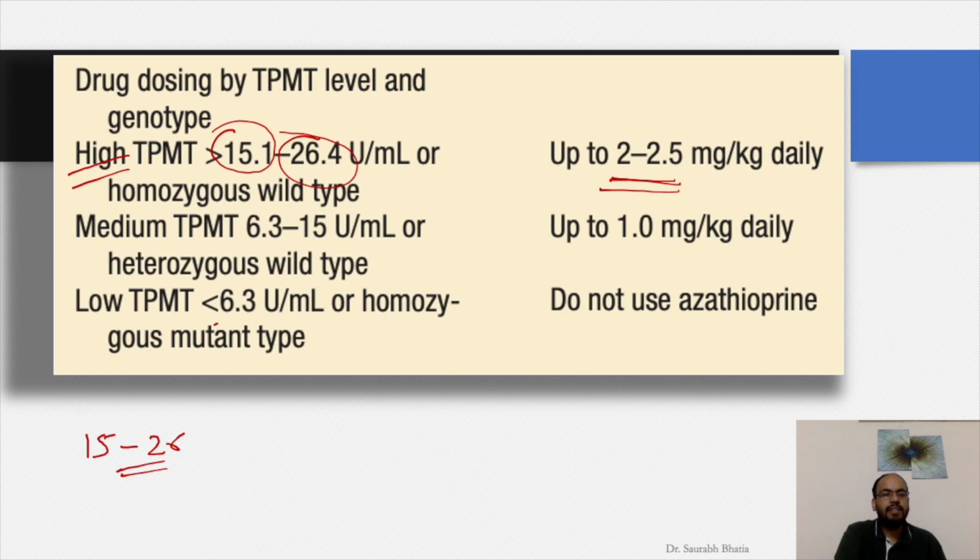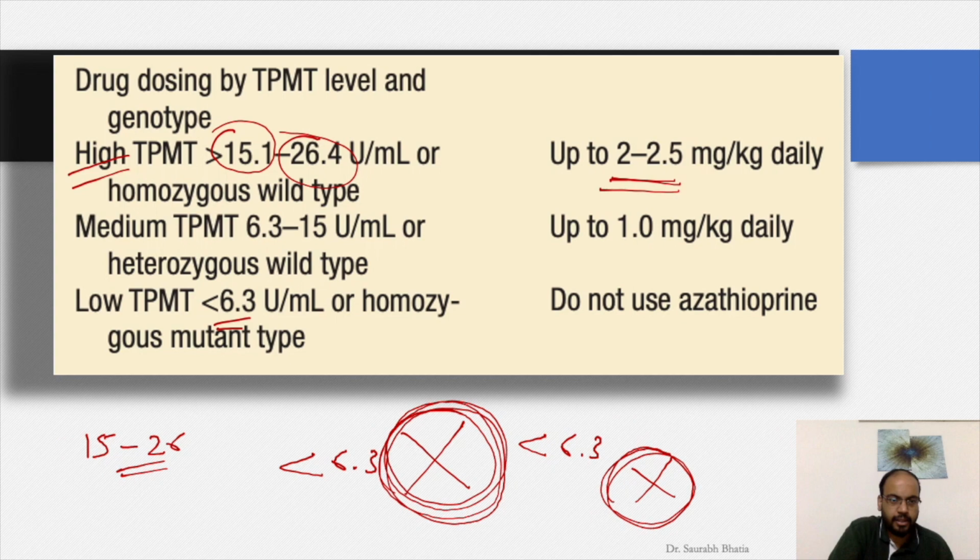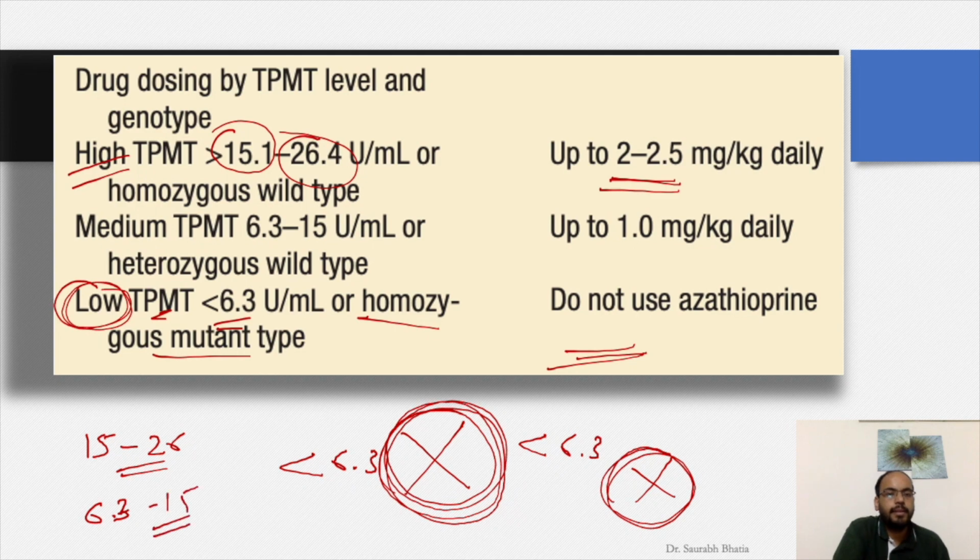If you have less than 6.3, no azathioprine. Remember, less than 6.3, no azathioprine. Less than 6.3 is known as homozygous mutant type. It leads to low TPMT activity. You cannot use azathioprine in that patient. It will be very, very problematic. If it's in between 6.3 to 15, you have medium level of TPMT or the intermediate level.